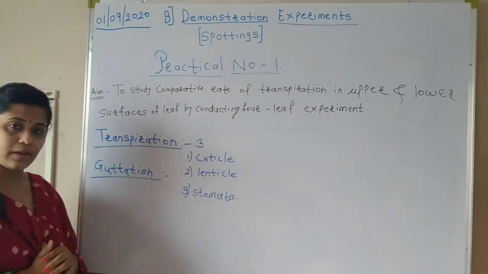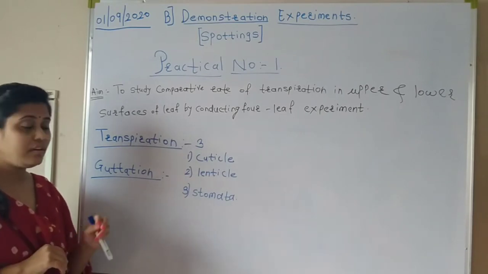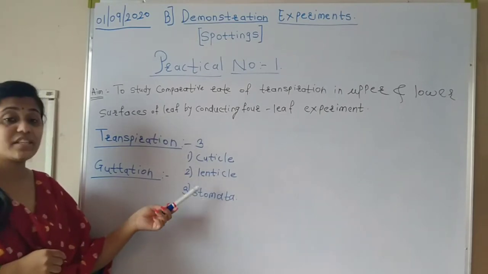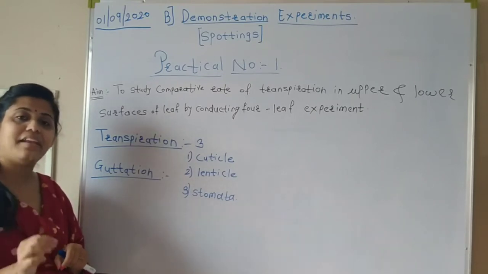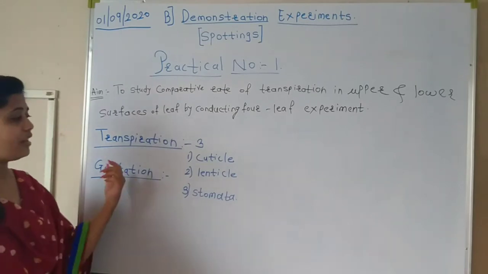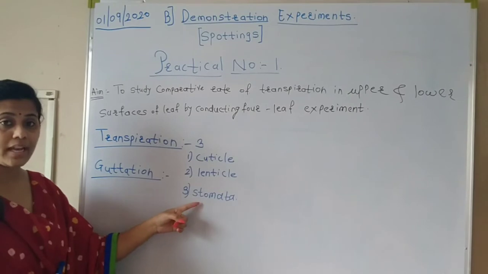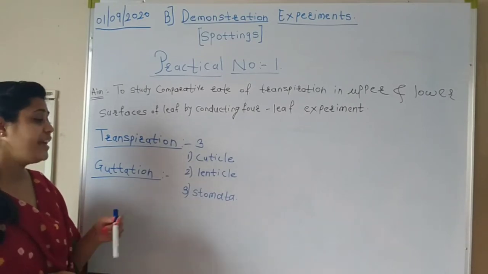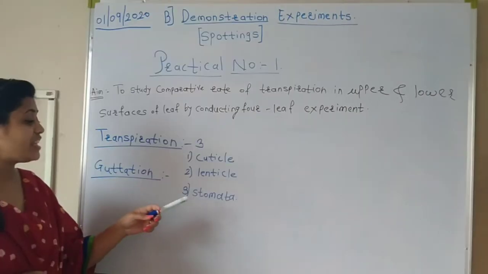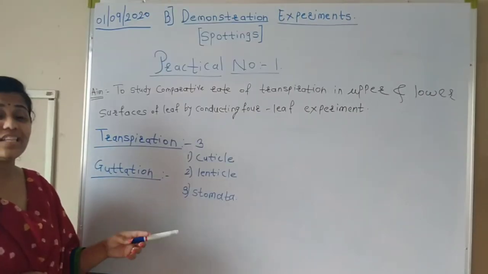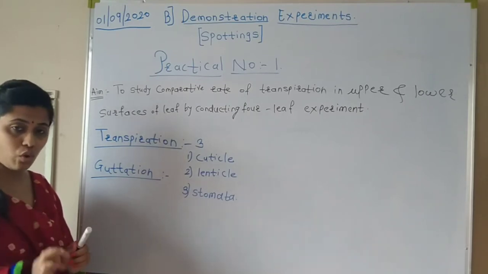So what is the stomata? Stomata are small pores which are present on the leaves, and these small pores are present in the form of guard cells and accessory cells. As compared to cuticle and lenticel, stomata are more in number and are present on the leaves in very high quantity. Stomata are differentiated on the basis of their number and position.